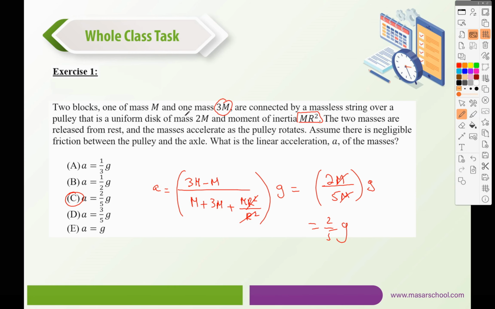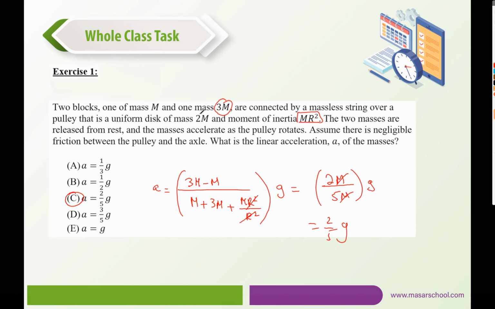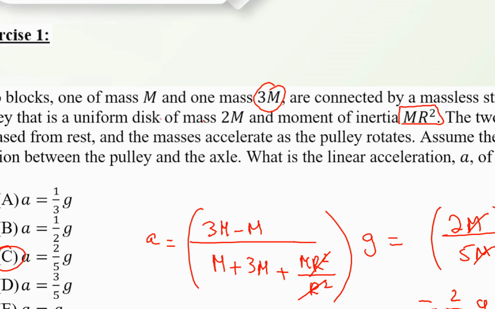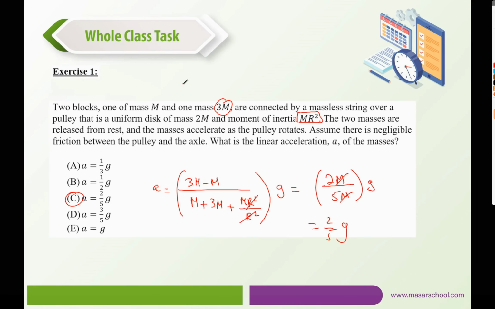Okay, so here's a possible mistake. That should be, I think, no, everything is correct. Why? Because if the mass of the disk is 2m, then the moment of inertia is given by half 2m multiplied by r square, then the 2 with the half cancel, that would be mr square. Alright, this is apart from the solution.